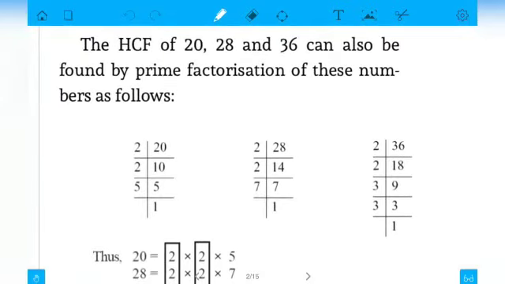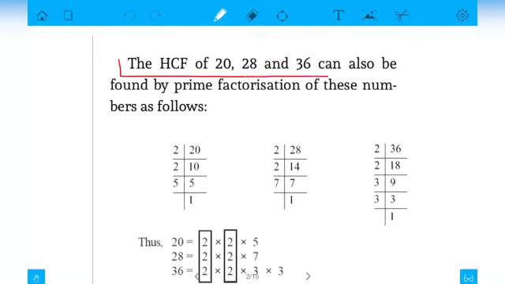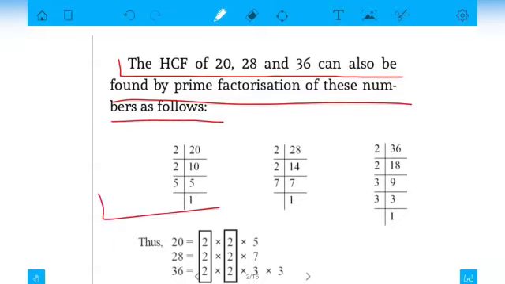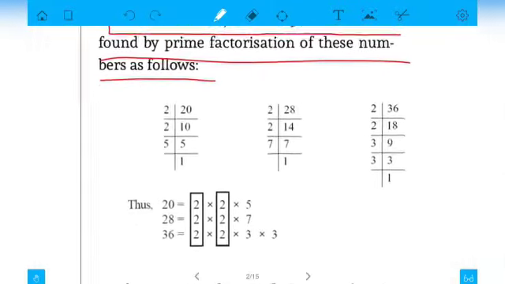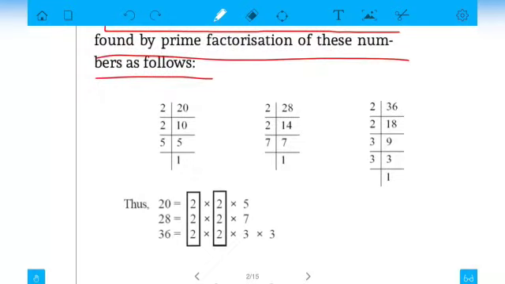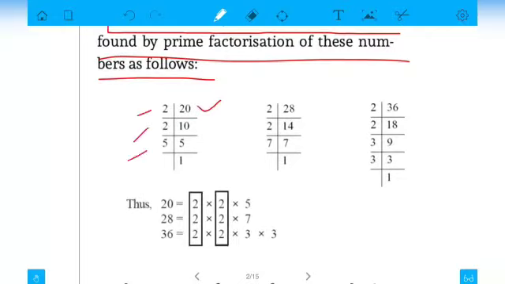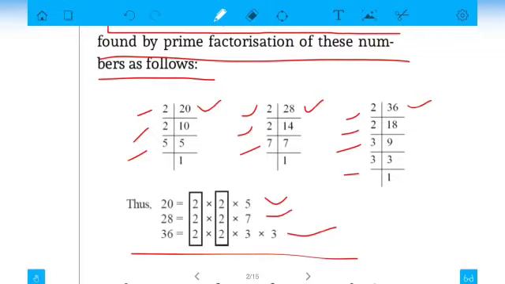So you will see over here we have done the solution for that. The HCF of 20, 28 and 36 can also be found by prime factorization of these numbers as follows. The prime factors of 20 are 2 into 2 into 5. The prime factors of 28 are 2 into 2 into 7. And the prime factors of 36 are 2 into 2 into 3 into 3. So we can write it in a grouped way, taking the factor which is common in all the numbers, like 2 and 2. So we will make the groups.